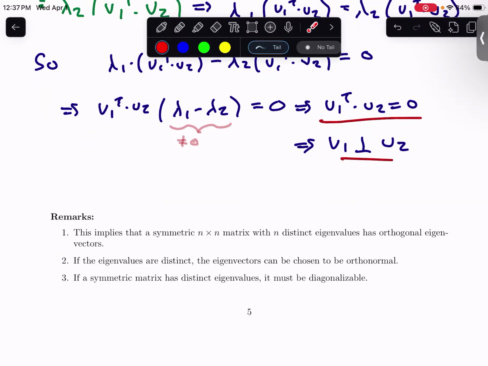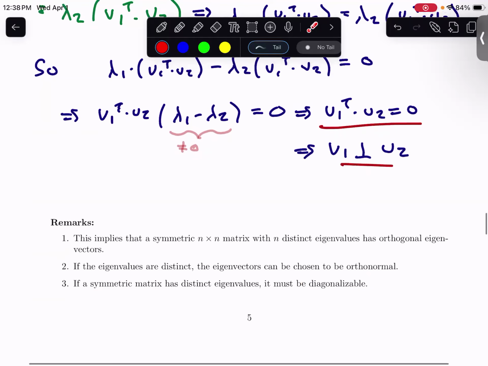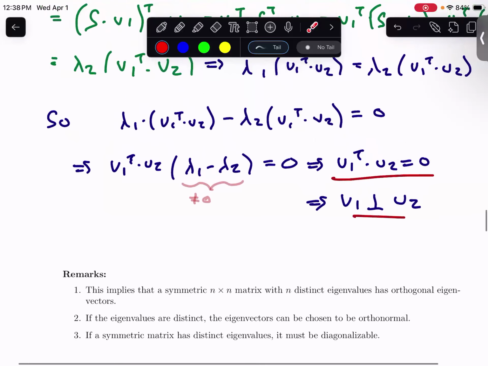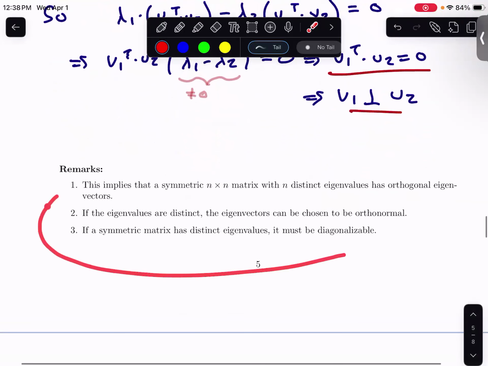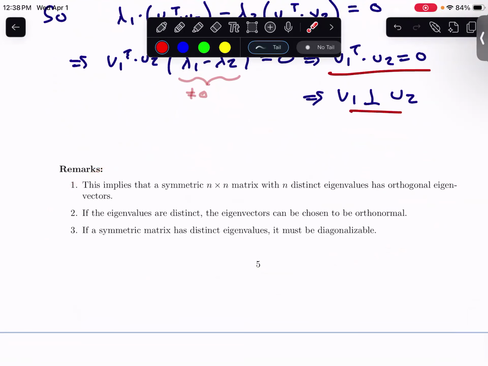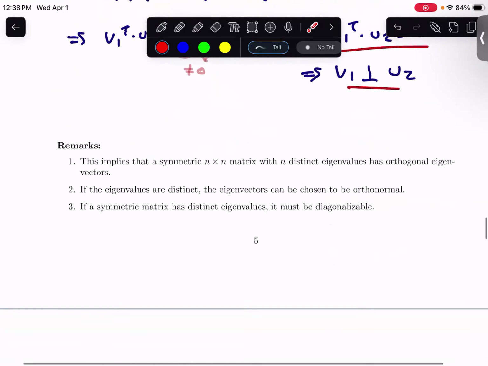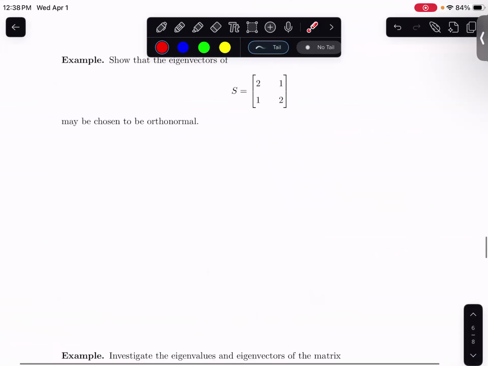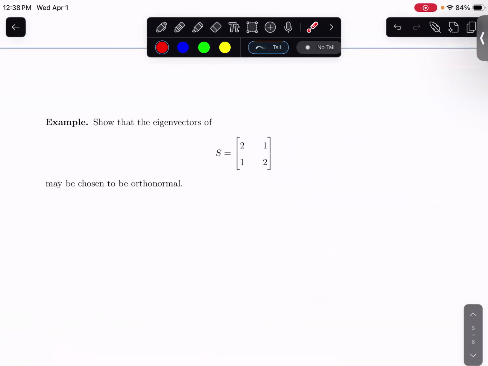In other words, if you have a symmetric matrix with distinct eigenvalues, it immediately means it's going to be diagonalizable. Again, the main condition we care about for diagonalizability is independent eigenvectors, and we've just shown that if you have distinct eigenvalues, you get independent vectors. So these are really nice properties that apply to symmetric matrices, just from this one proposition. And this next example is an illustration of these ideas.